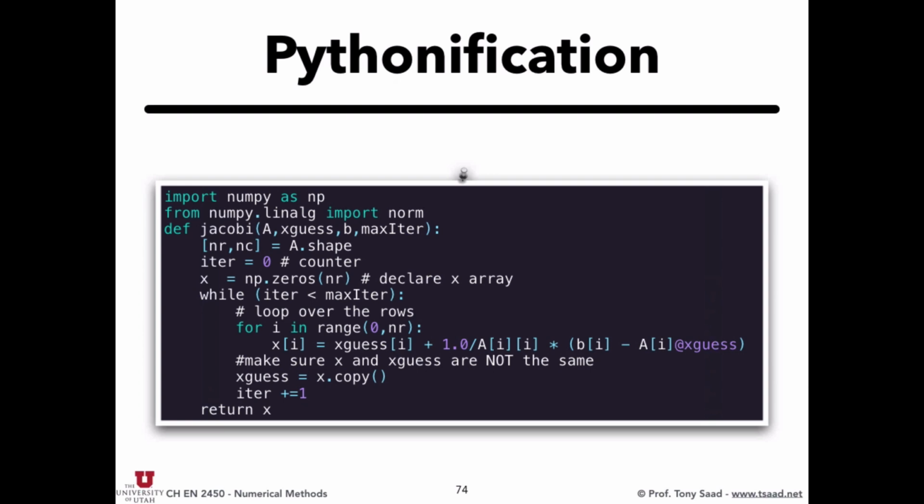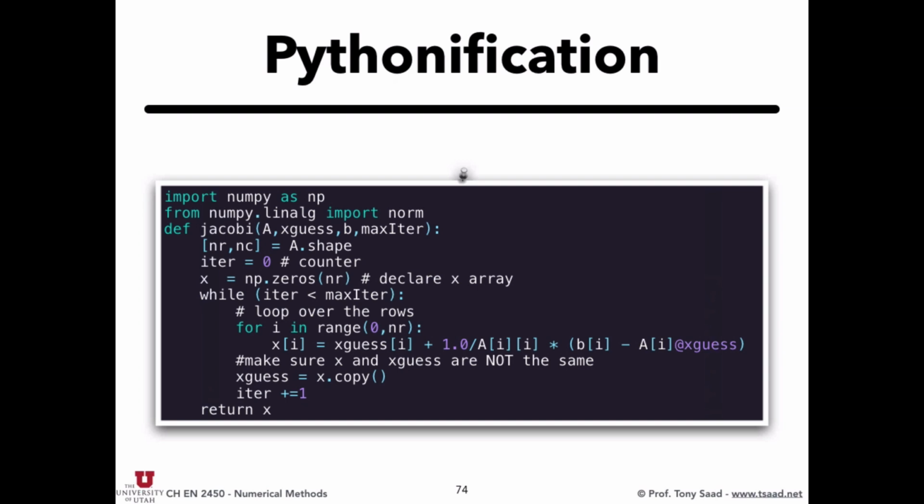Then we start with an iteration counter equal to 0. That's a counter. And I initialize my solution vector to be zeros. So x, I call it, the solution vector, np.zeros of size nr, number of rows. Or you could put nc, it doesn't matter. Now I start my while loop. While my number of iterations is less than maximum iterations, right?